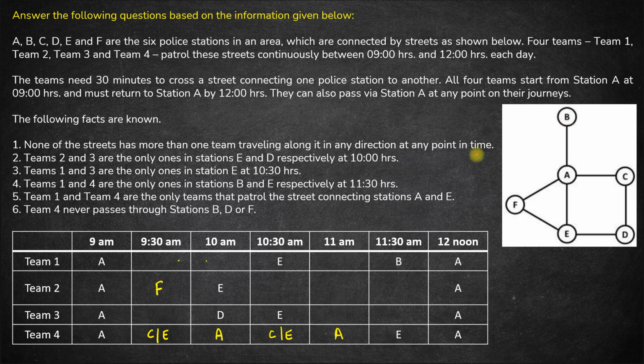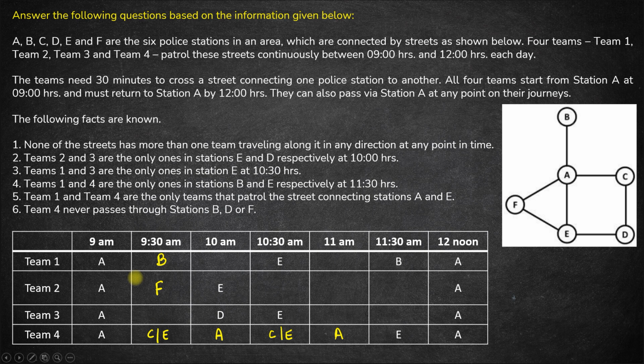Is it possible that team 1 goes to B and then comes back to A and from there goes to E? That's completely possible. Is it possible for team 3 to go to B? If it goes to B, can it reach D? No, it cannot directly go to D because it is not connected. So the only team which can go to station B at 9:30 is team 1.